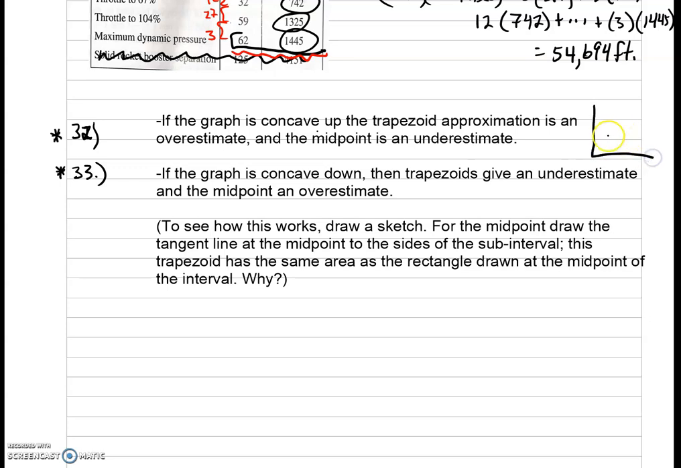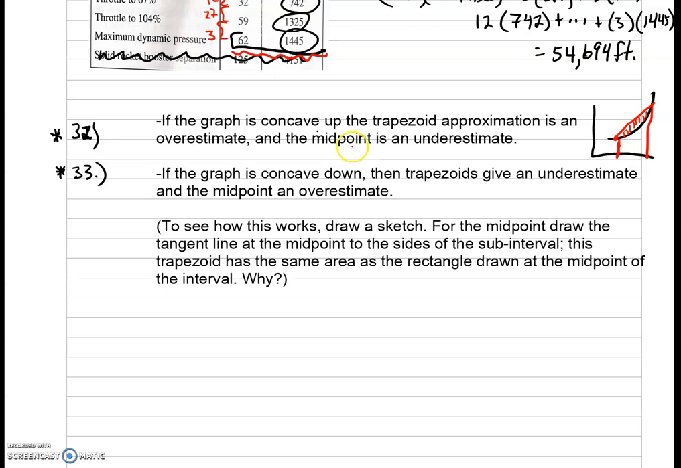So 32 and 33 turn on this idea. If the graph is concave up, the trapezoidal approximation is an overestimate and the midpoint is an underestimate. So if a graph is concave up, that means it's shaped like this, okay? The trapezoidal approximation is going to be an overestimate. I'll be a little bit dramatic here with my trapezoid, but you can really see if I make a trapezoidal approximation, all of this is counting as an overestimate. And the midpoint is going to be an underestimate.